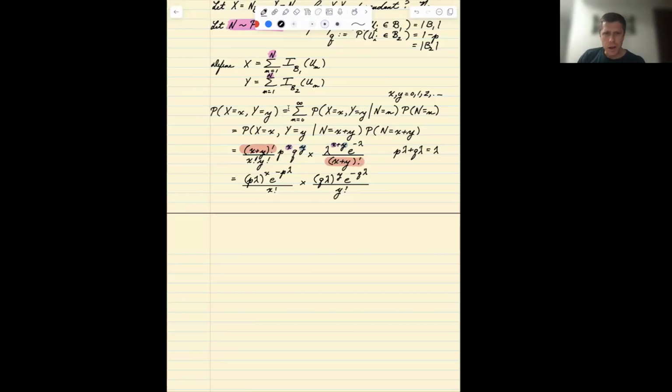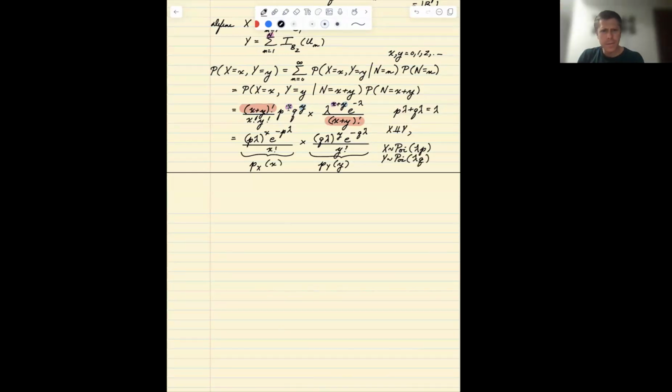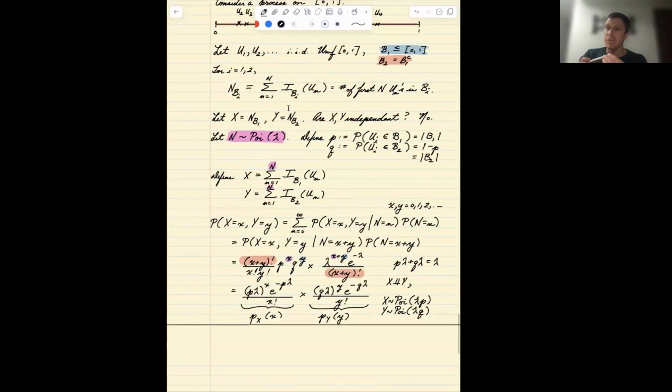So what does that tell us? This is now a product of two functions. One function only depends on x, and one function only depends on y. So this tells us that X is independent of Y. X is Poisson with rate lambda p, and Y is Poisson with rate lambda q. Okay, so that tells us this is how we can construct a Poisson process.